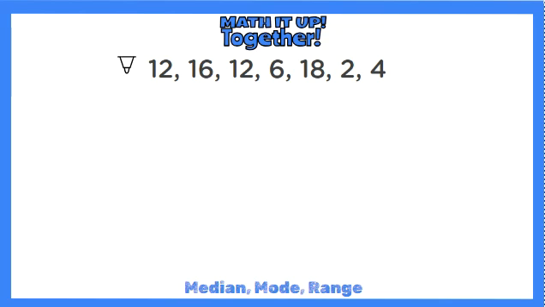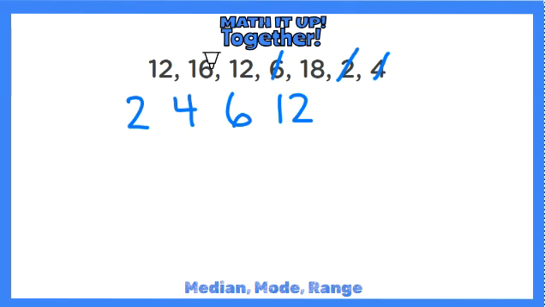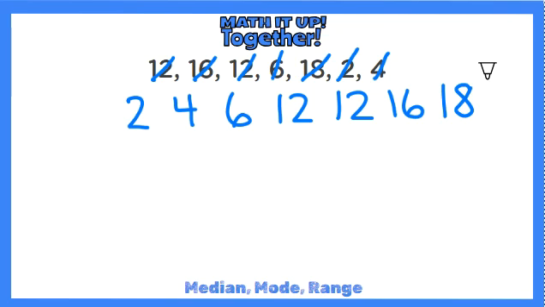All right, so let's start looking for our low numbers. I see a 2 here. The next lowest seems to be a 4. Then we have a 6. And then I have two 12s, so I want to be careful about that. 12 and 12 again. Then I have a 16, and I have an 18. All right, so now I have all of my numbers in number order.